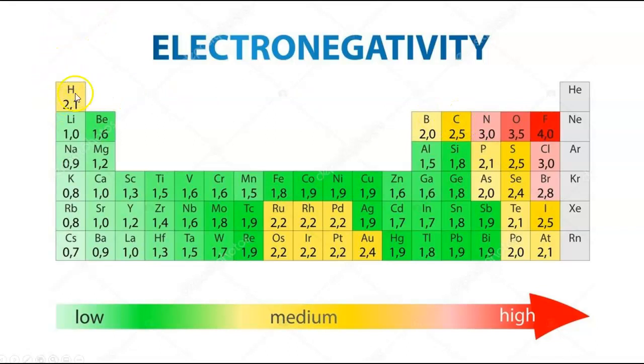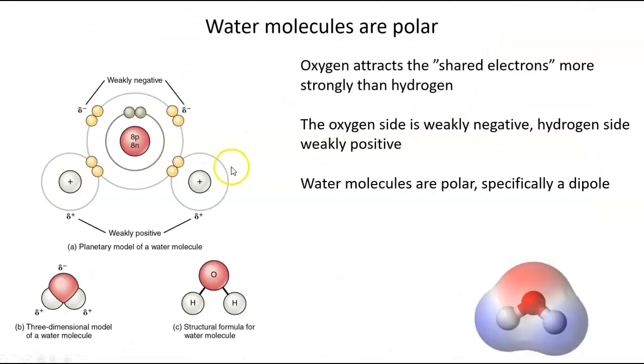However, if you take hydrogen and oxygen, oxygen has 3.5, while hydrogen has 2.1. So the difference is quite high actually, which means that when the molecule water forms, the oxygen attracts the electrons very strongly, and it means that the electrons for hydrogen seem to spend more time on the oxygen side, so the oxygen side becomes weakly negative. So this is what this one shows. This is the structural formula of water.